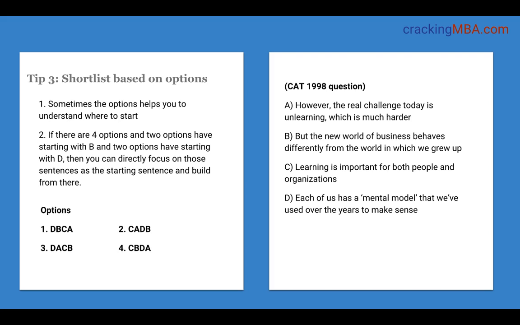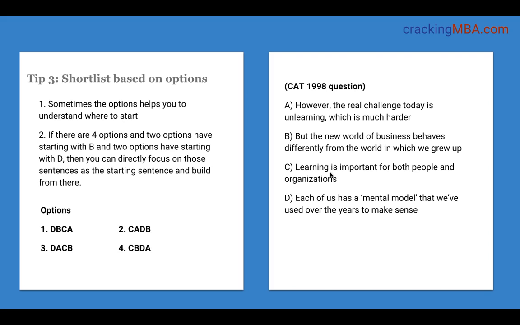Okay, so here clearly we can see that the starting sentence could be C or the starting sentence could be D. If we assume that the starting sentence is D, "each of us has a mental model that we've used over the years to make," the next sentence cannot be "however, the real challenge today is unlearning," which is not referring to the point being mentioned in D.